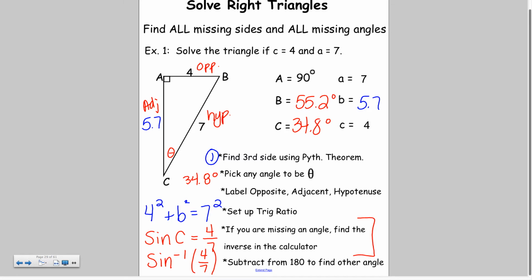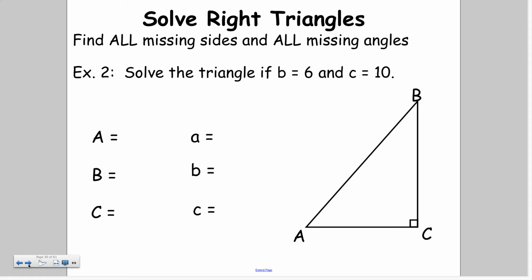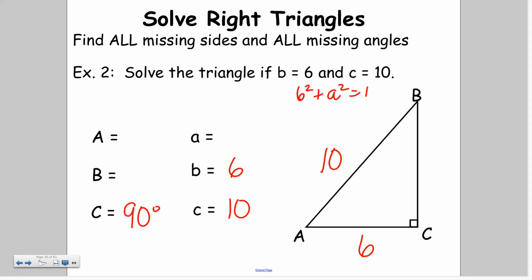Okay, top of page 15. So, solve the triangle if B equals 6, so across from B would be 6, and C is 10. So we've got B is 6, C is 10, and C is 90 degrees. So now we're going to go ahead and do our Pythagorean theorem. And we get A is 8.